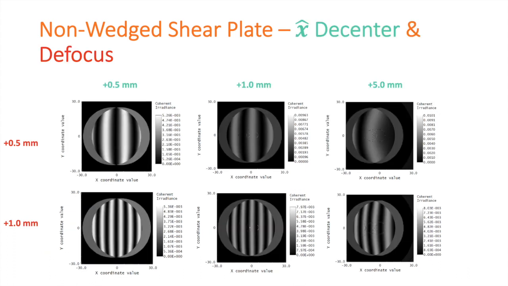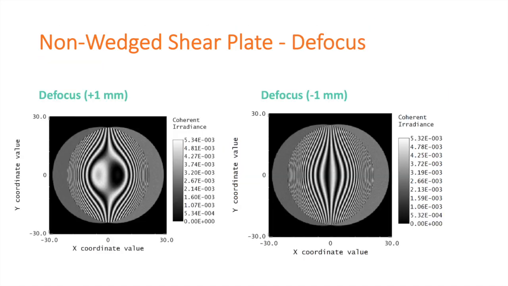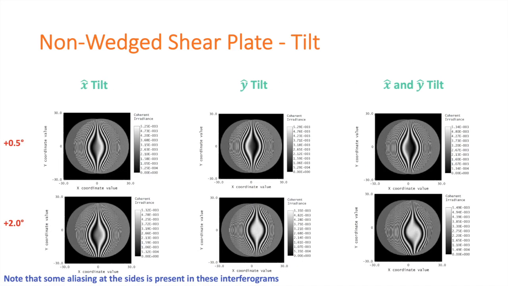When decenter and defocus were combined with these magnitudes, the interferogram pattern was dominated by defocus. For a non-wedge shear plate, the maximum spherical aberration pattern deviated from straight fringes to symmetrical lobes. Defocus changes the width of the lobes, decenter shifted the brightness or phase attributed to the center lobe, and tilt changed the curvature of the lobes.